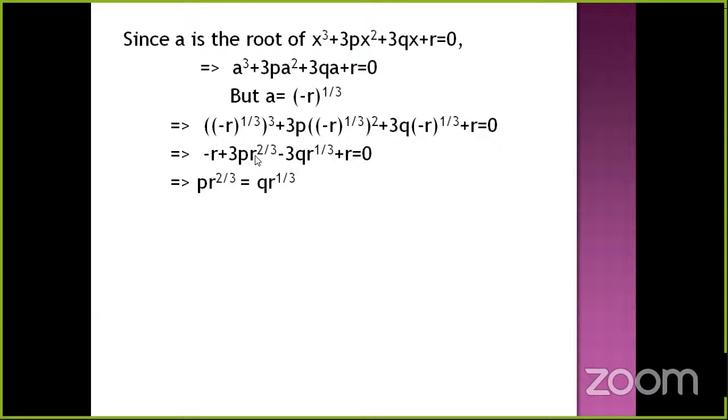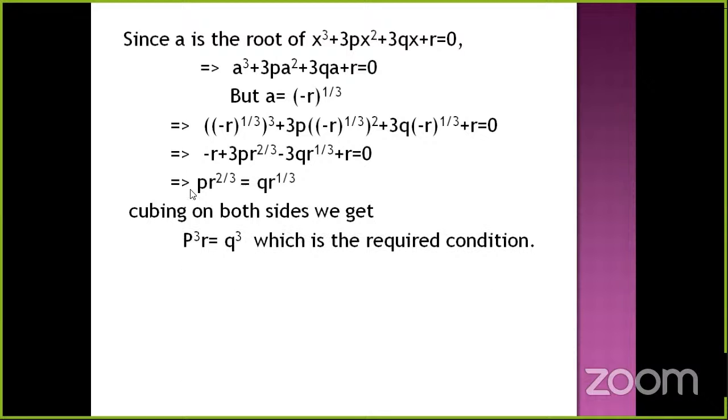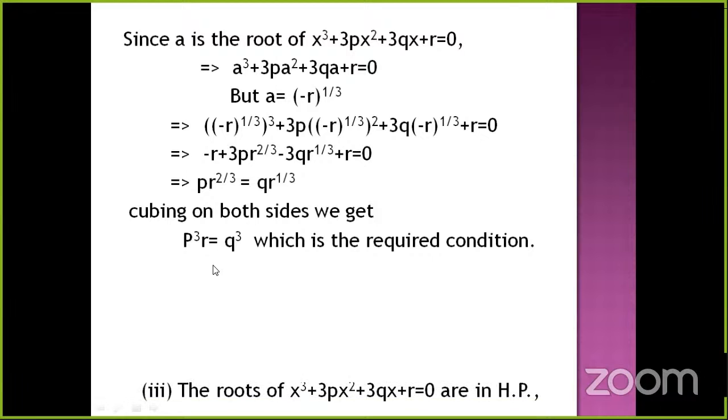I will get p R to the power of 2 by 3 equals q into R to the power of 1 by 3. Now cubing on both sides, what will I get? P cube R square is equal to Q cube R. So R and R get cancelled, that is P cube R is equal to Q cube. Once check your question problem, that is P cube R is equal to Q cube is a condition which they asked us to show. So it has been proved.